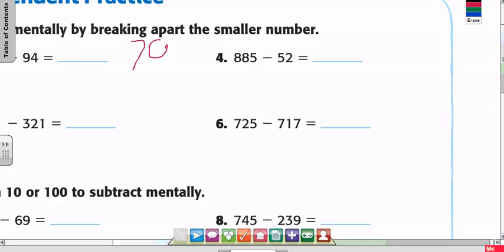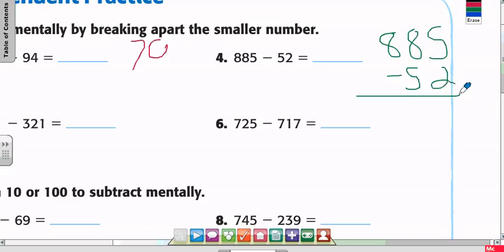So you should have done number 4. Number 4 is 885 minus 52. 5 minus 2 is 3. 8 minus 5 is also 3, and then 8 minus 0 is 8. So this was 833.